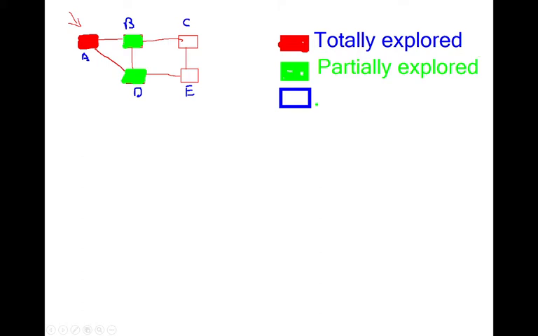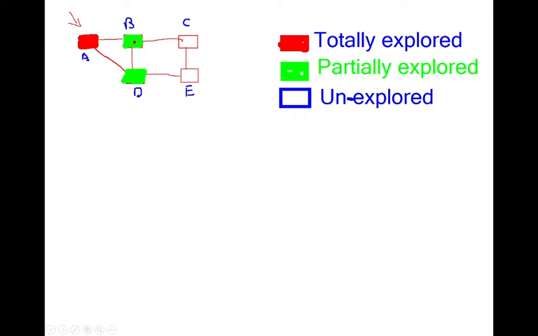Partially explored, and white filled is unexplored, right? So this is how it works. Now once I've seen B and C as well, what I will do, I'll pick one of the neighbors.